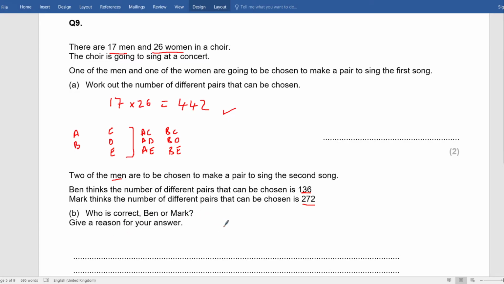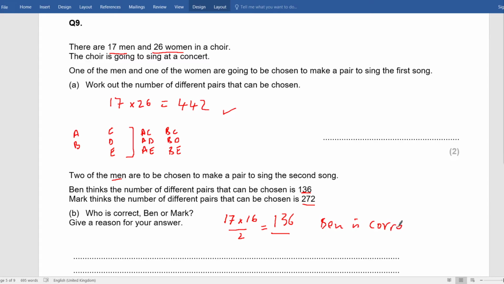Give your answer. Well, same thing here. So what we could do here, first of all, we got 17 ways of choosing the first man, and then we got 16 ways of choosing the second. However, in here we would be double counting the other way around, so we need to divide this by 2. Because if Andrew was paired with Bob, Bob paired with Andrew would be another option, so we need to divide that by 2 so we don't double choose here. So let's look, 17 times 16 gives me 272, divided by 2. The answer to this will be 136, in which case Ben is correct.